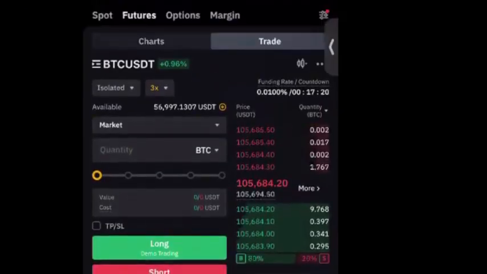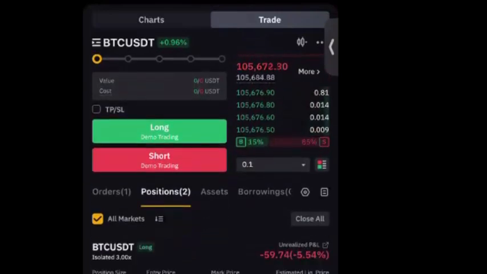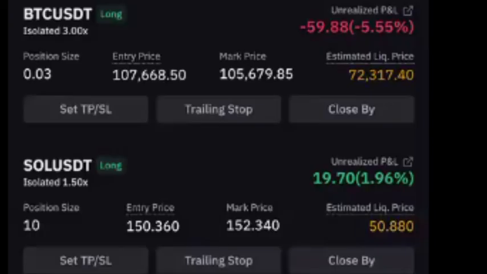Now I'm going to go into how to long and short an altcoin. Altcoin basically means a coin that is not Bitcoin. As you can see clearly on the screen, I am currently longing a coin called Solana. As you can see, I'm in profit. When it comes to longing, you are investing in that coin to go up.